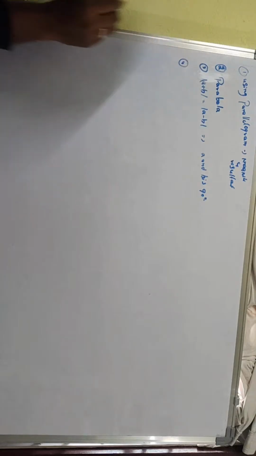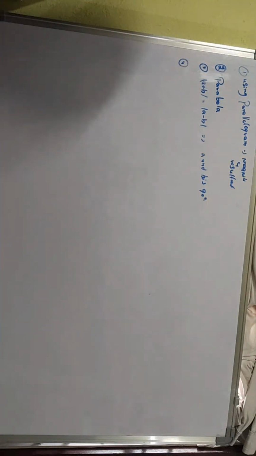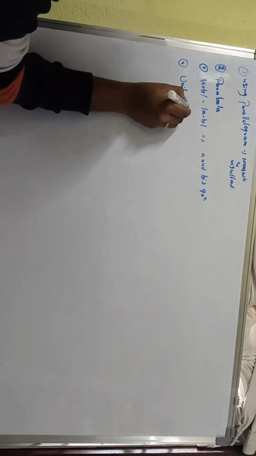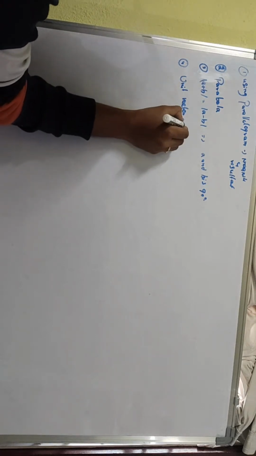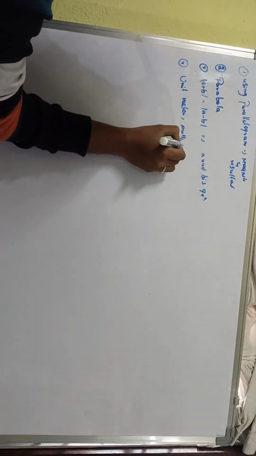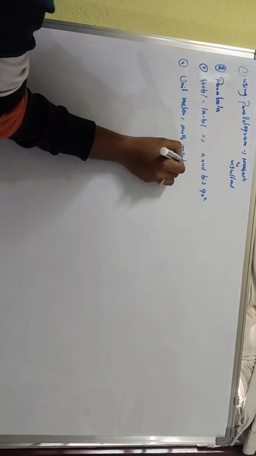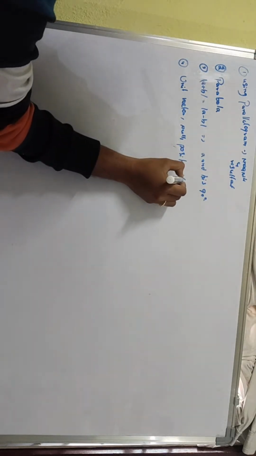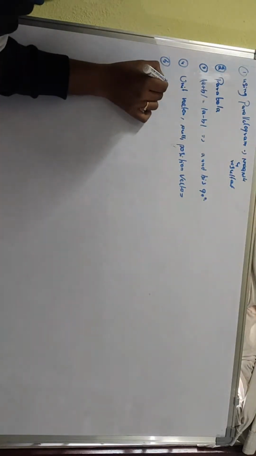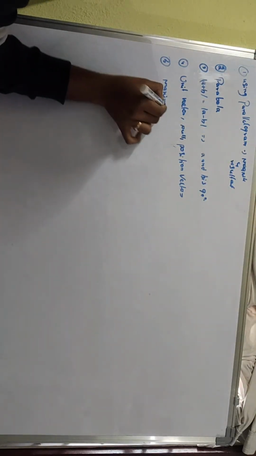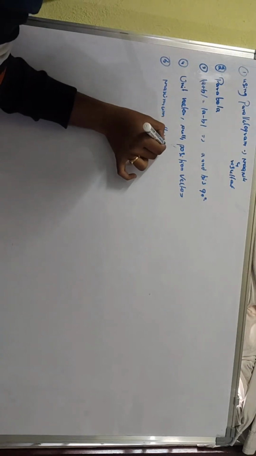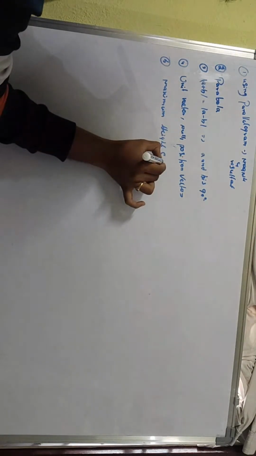And the fourth question is unit vector, null vector and position vectors, and the last question is maximum height and maximum range.